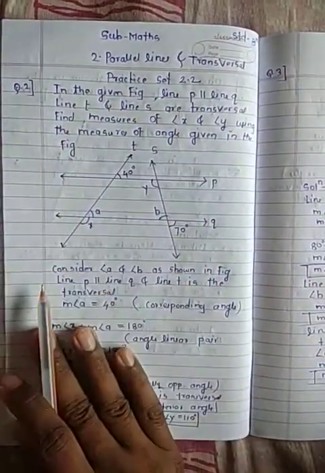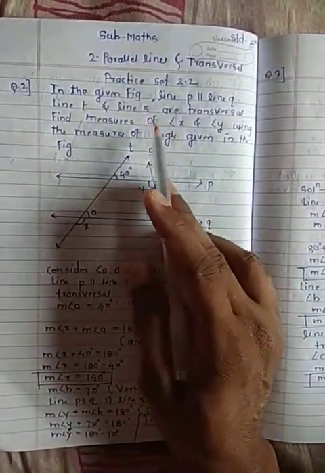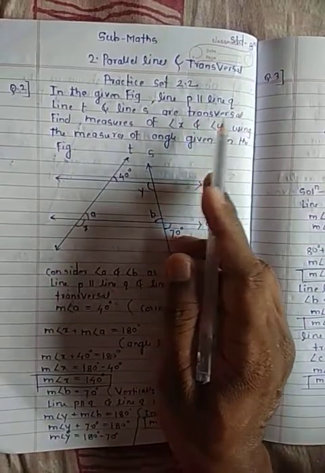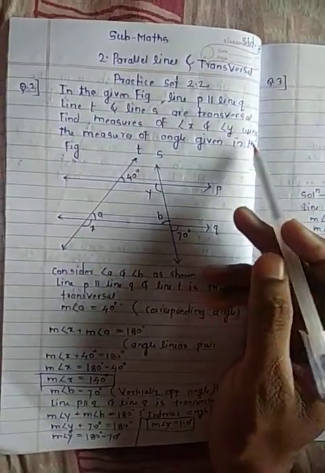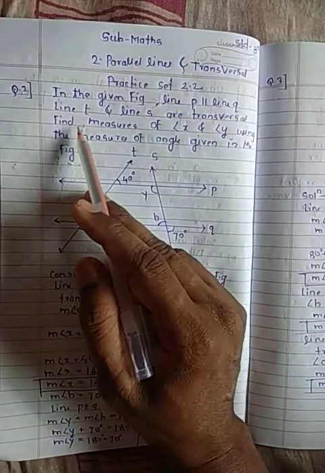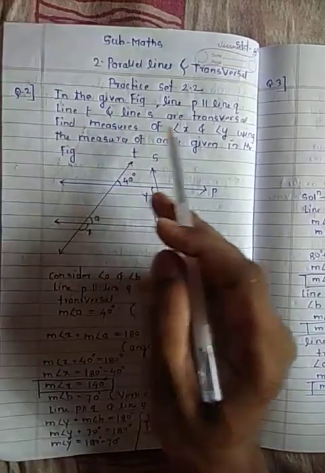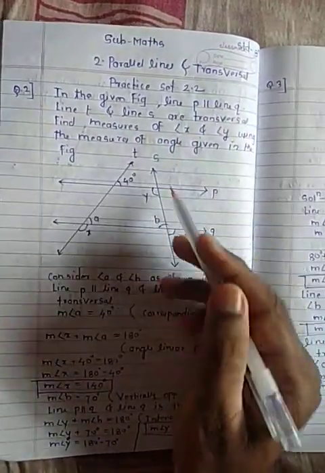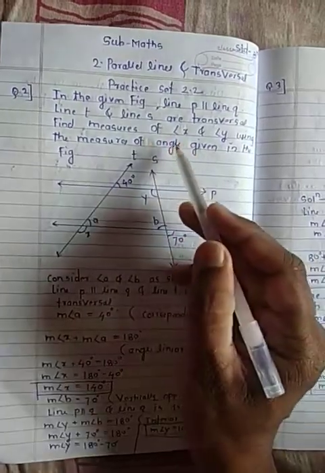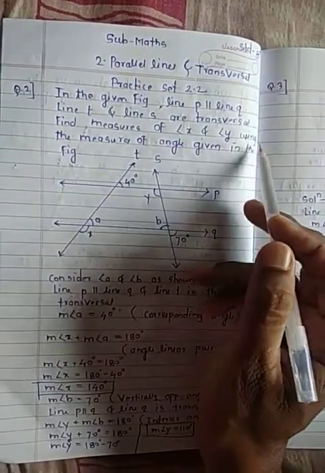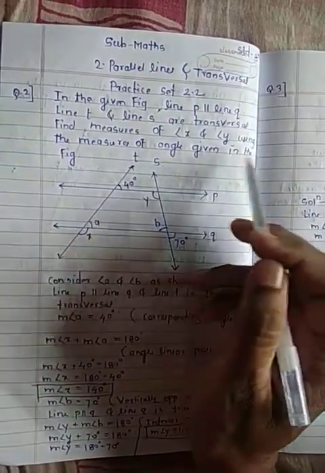Question number 2. In the given figure, line P is parallel to line Q, and line T and line S are transversals. Find the measure of angle X and angle Y using the measures given in the figure.